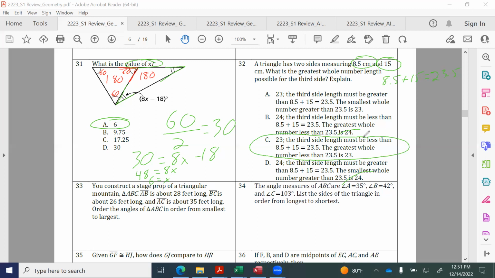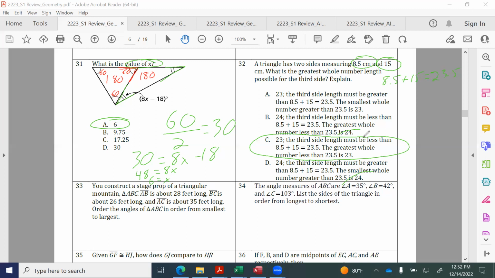All right, on 33, it says you construct a stage for a triangular mounting. Triangle ABC. Side AB is about 28 feet long. BC is about 26 feet long, and AC is about 35 feet long. Order the angles of ABC from smallest to largest.